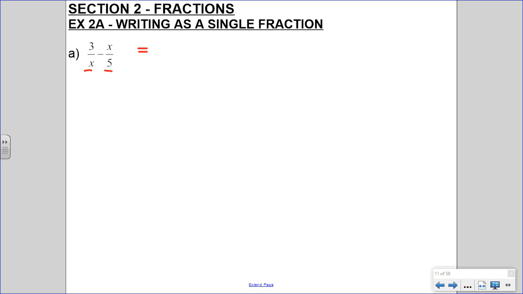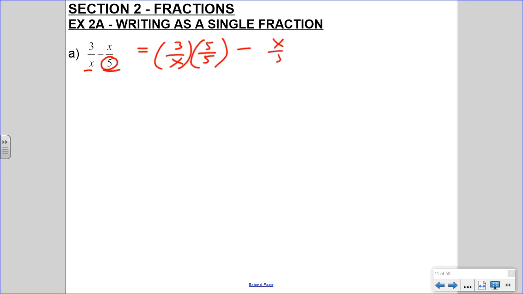So I can't put these together yet because this has an x on the bottom and the other one has a 5 on the bottom. So to make them have the same denominator, okay, that 3 over x, I need that to have a 5 on the bottom as well. So to make that have a 5 on the bottom, I can times the bottom by 5. But if I do that to the bottom, I have to do that to the top as well. Otherwise, I'm changing the original number. Because 5 over 5 is 1, remember, all right? So I haven't actually changed the number, I've just times it by 1.